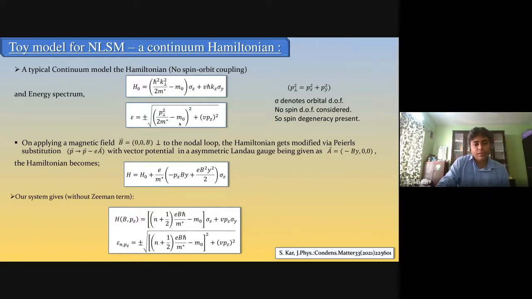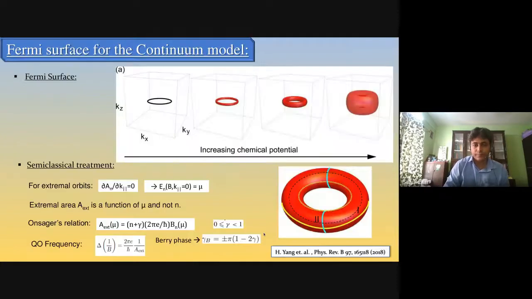Now if you put a magnetic field in the perpendicular direction, in the z direction, again we have to do this Peierls substitution, Landau quantization occurs, and you can see in the transformed Hamiltonian you have these n indexes, which are the Landau level indexes, and these are the expressions for energies. Now from there you can find the Fermi surfaces. The Fermi surfaces are not unlike the previous case of the electron gas. We had spheres because it was isotropic, no potential was there. But for this particular Hamiltonian, we will get Fermi surfaces like that.